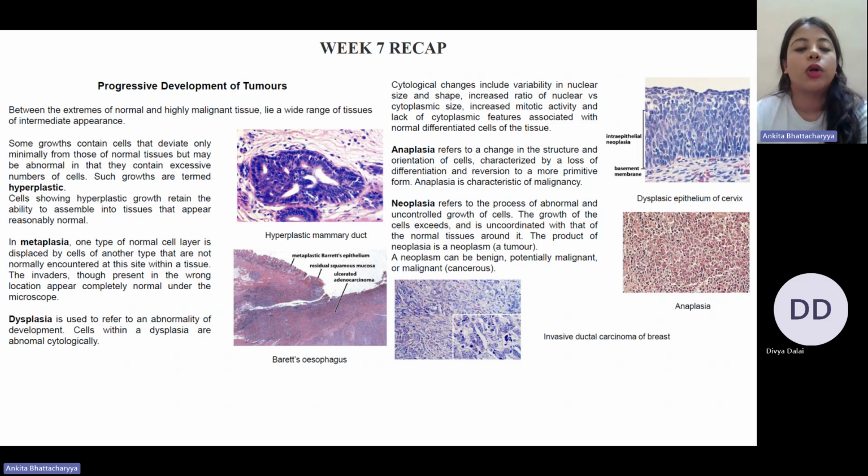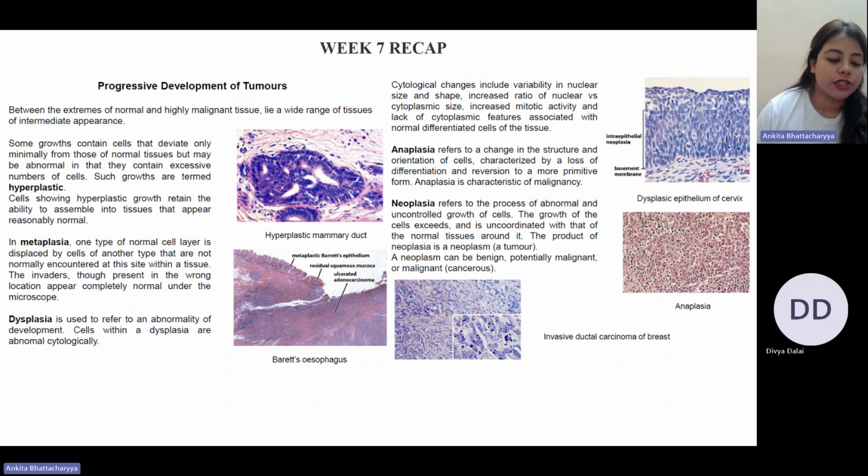They still retain the ability to assemble into tissues that appear reasonably normal. So hyperplasia is not always considered a very serious condition, or not necessarily a very cancerous trait. It is often even considered a precancerous lesion. Second, we have metaplasia, which was not there in the diagram, but what it effectively is, is the subsequent step after hyperplasia. In metaplasia, one type of normal cell layer is displaced by cells of another type that are not normally encountered at this site within this particular tissue.